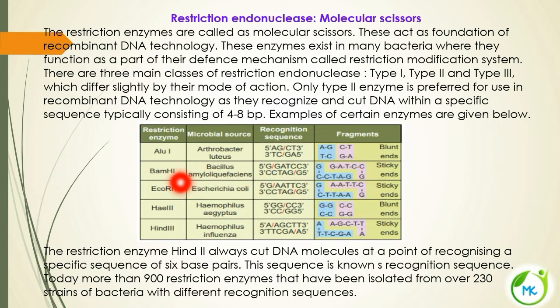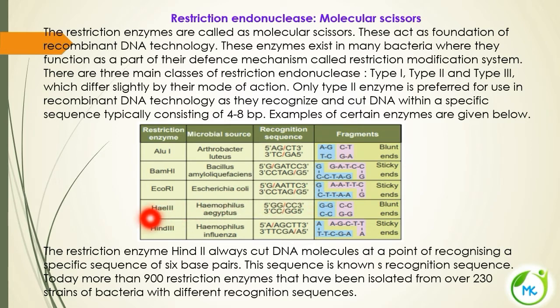The next enzyme is BamHI. It is from the bacteria Bacillus amyloliquefaciens, and it will also have a specific recognition sequence. The sequence is given here and it will generate sticky ends. The next enzyme is EcoRI. It is from Escherichia coli and this is a recognition sequence and it will also generate sticky ends.